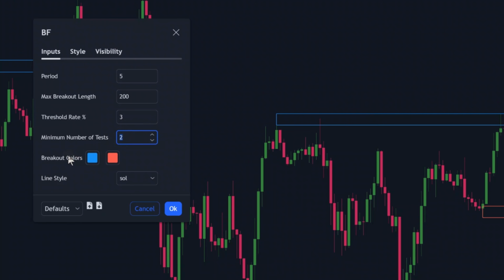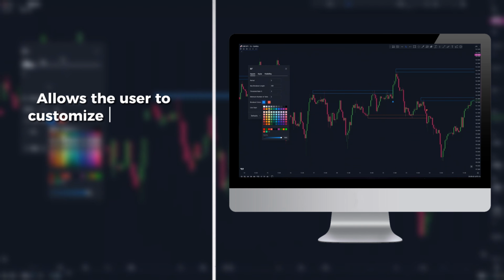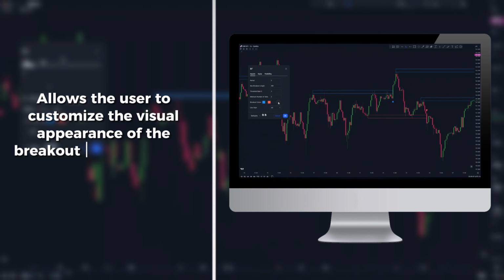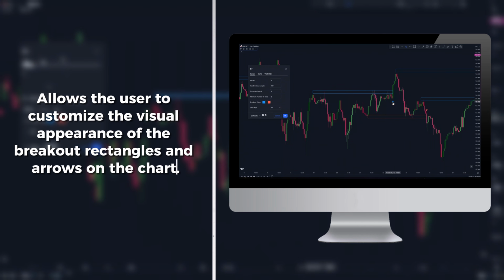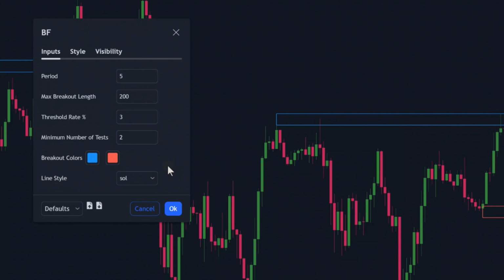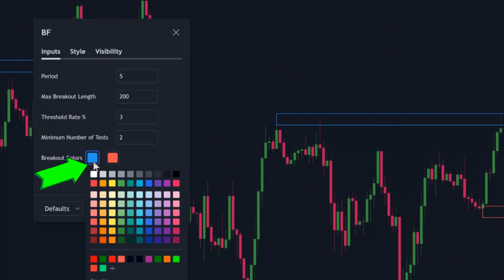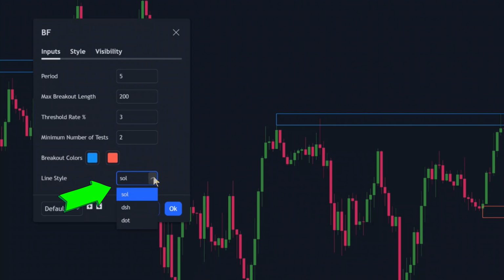Coloring and line style options. This allows the user to customize the visual appearance of the breakout rectangles and arrows on the chart. And then here we can change the colors and the line style of the support and resistance levels. For the strategy we're going to showcase in this video, we're going to reduce the maximum breakout length to 100.